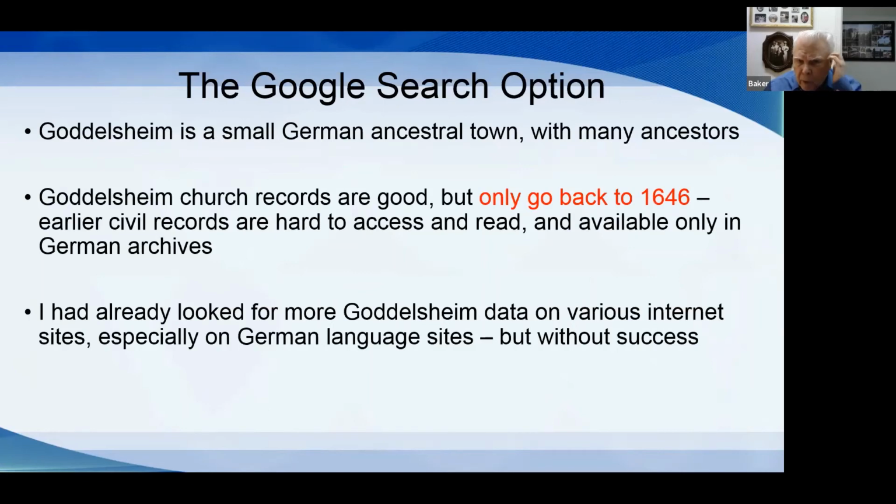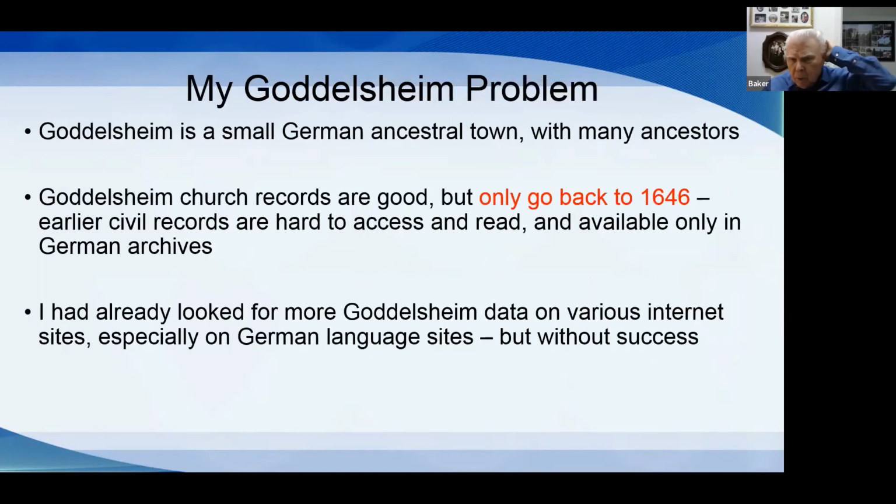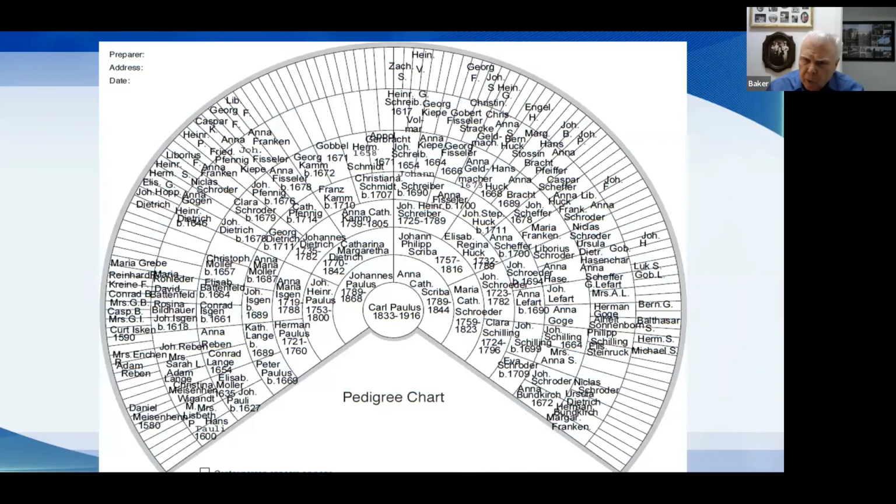Now, here's my example. Here's Gottelsheim. That's one of my German towns. I've done a pretty good job with the records that go back to 1646. That's almost 400 years ago. But earlier than that, it gets tighter and tougher, and the church records fade out. And so I'm just looking to see, is there anything else out there?